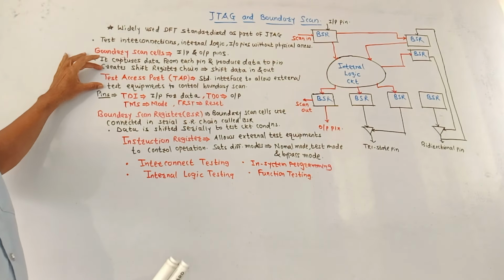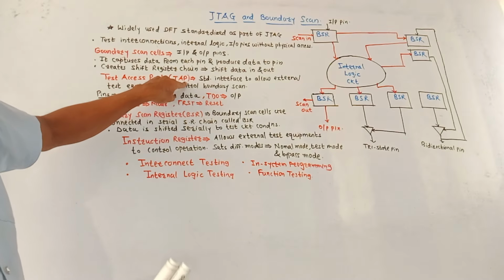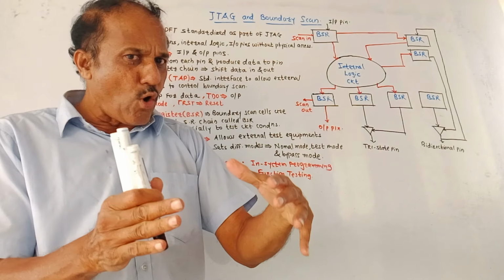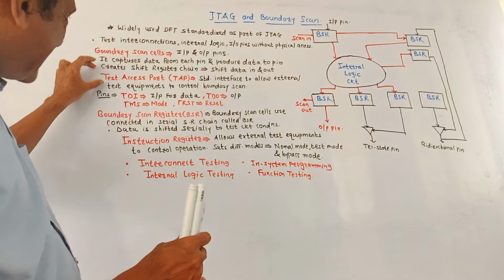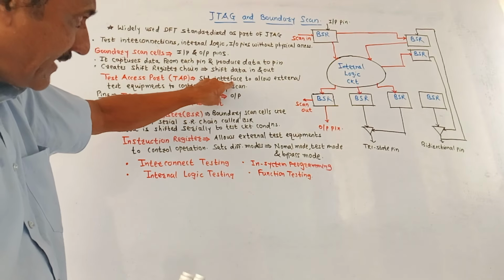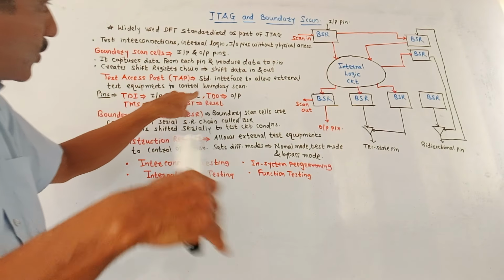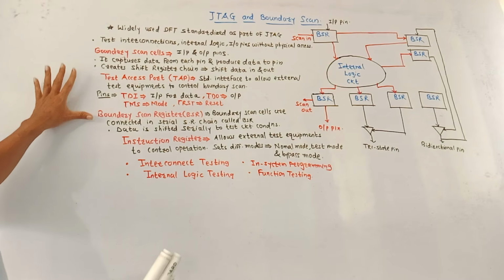Then another important concept related to this is the test access port, that is TAP. Actually, it is the standard interface. If you want to allow certain external test equipments, then this interface is used. So it is the standard interface to allow external test equipments to control the boundary scan. Then the different pins, this is an important part.